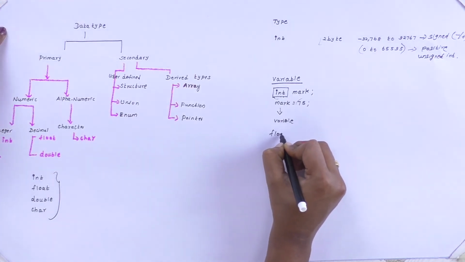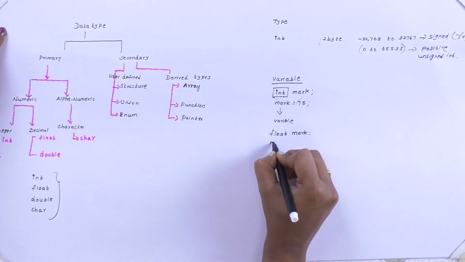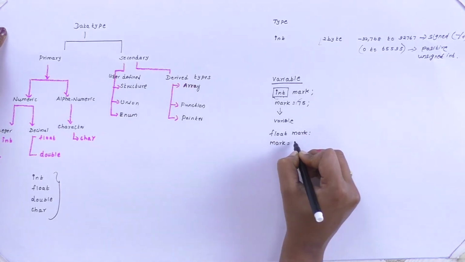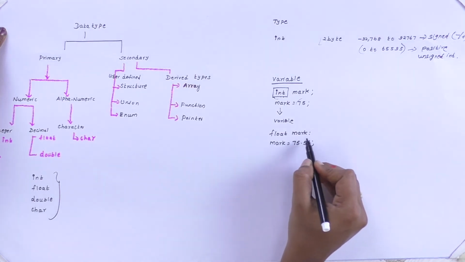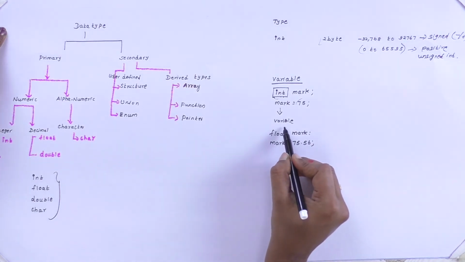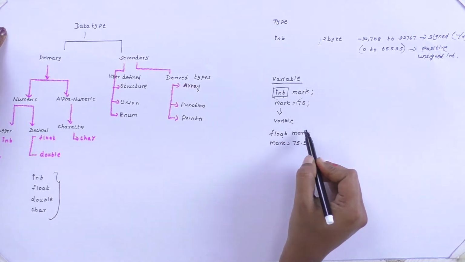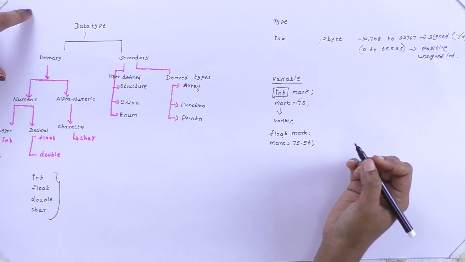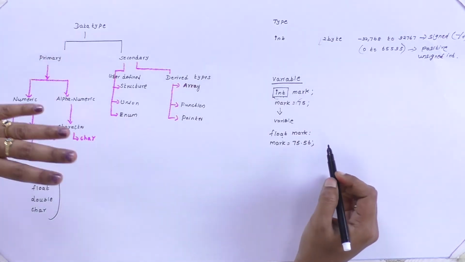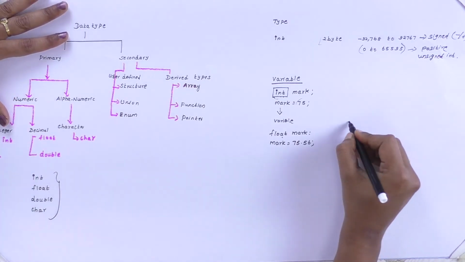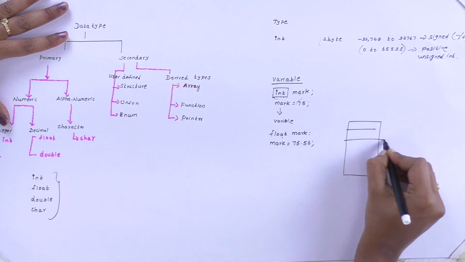When you are using float, as in float mark, you can store decimal values, for example 75.56. The compiler knows the data type is float, so the user can store decimal values. Let me see how these values are stored in our memory locations. So this is our memory.